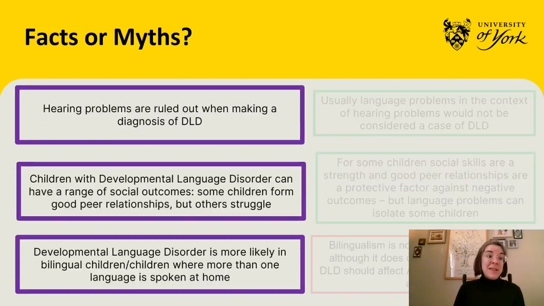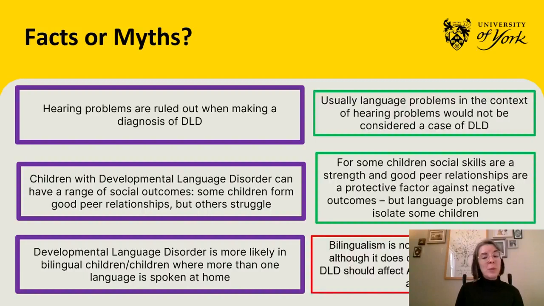So yes, hearing problems are usually ruled out when making a diagnosis of DLD. We would consider a history of hearing problems to be a reason for why language problems may have occurred. So hearing is definitely looked at during that process. And the second statement is also true. Children with DLD are very variable in terms of their social outcomes. And we actually know that good peer relationships are a really good protective factor against negative outcomes such as mental health problems. It seems that perhaps those early social experiences can set children up to do well, but for children who struggle to make friends, it can isolate them further.